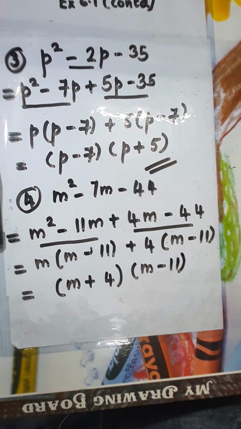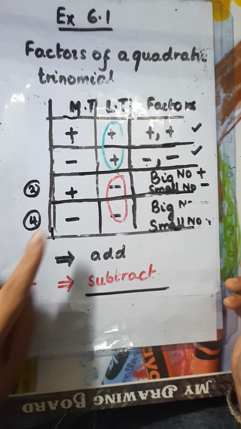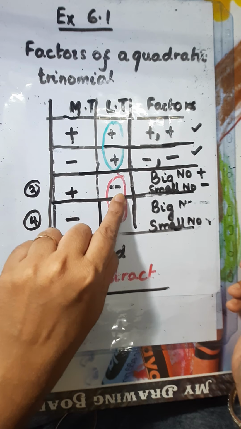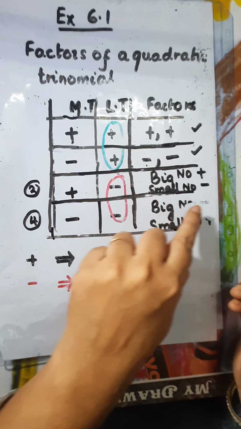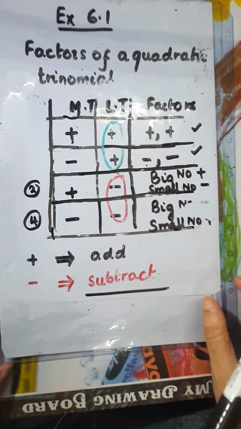Now, I feel you should just look at this once again. Look at this table. Write this down. When there's plus and minus, big number gets plus, small number gets minus. And so on and so forth.